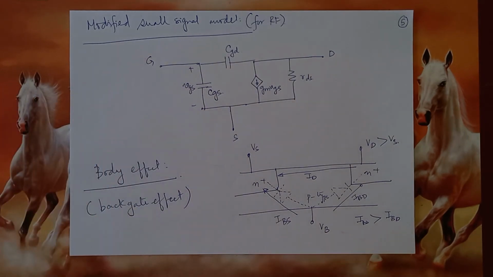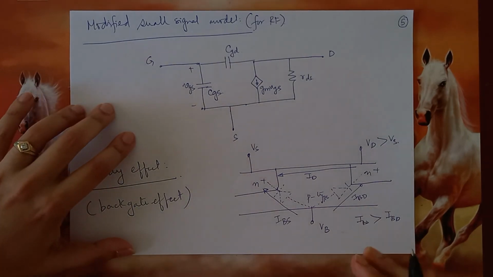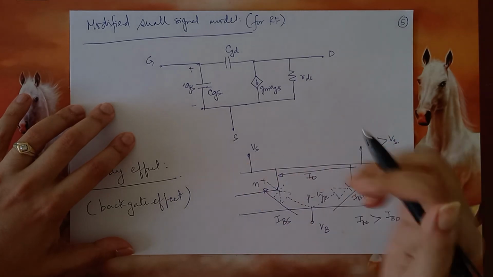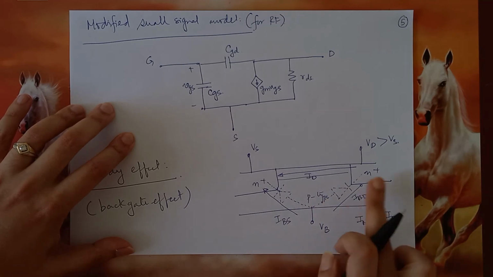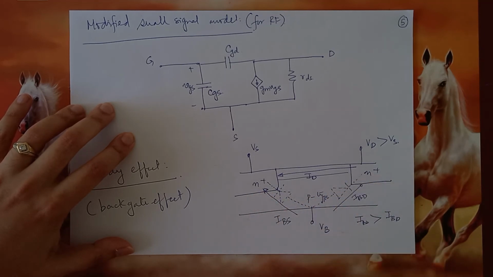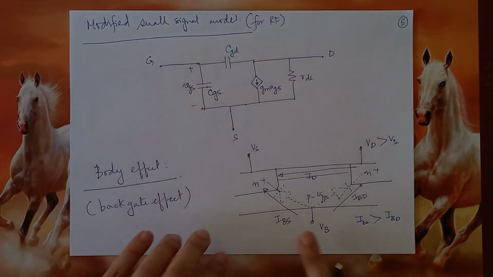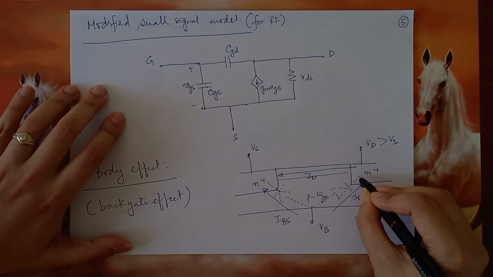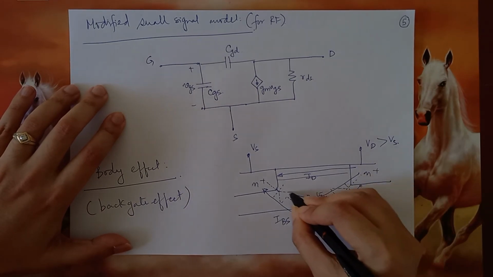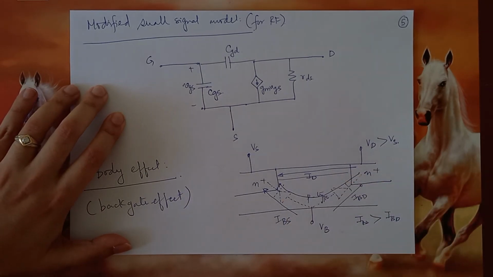So for an outside person, what they are seeing is that the main drain current is flowing through the channel, and also there are two currents in opposite directions between the drain and the source from below. So since IBS is more than IBD, I can say that overall there is one more current which is flowing from drain to the source, because IBS is more than IBD. So this is called the backgate current.